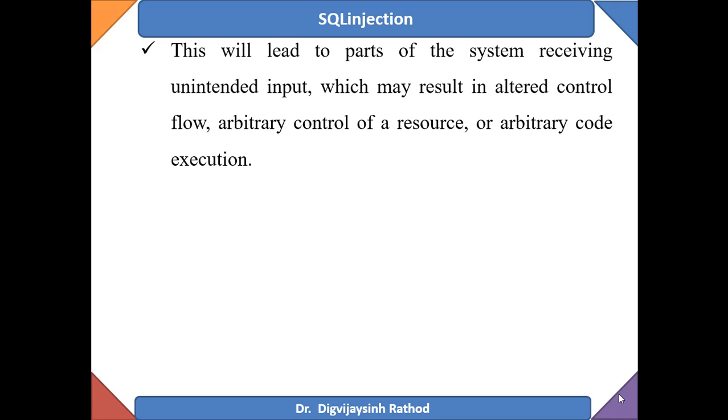The third point is that this will lead to the system receiving unintended input, which may result in altered control flow, arbitrary control of resources, or arbitrary code execution. I already gave the example: arbitrary code execution means the user may write any kind of JavaScript code, or any Python related code, inside the text box, and that code may be saved inside your database also. The hackers can write even OS related commands, so that may result in arbitrary code execution also.